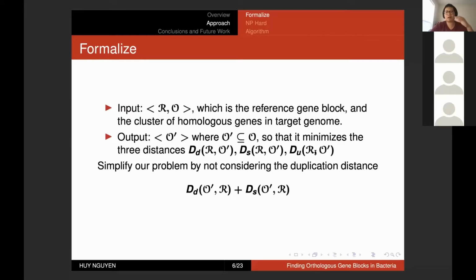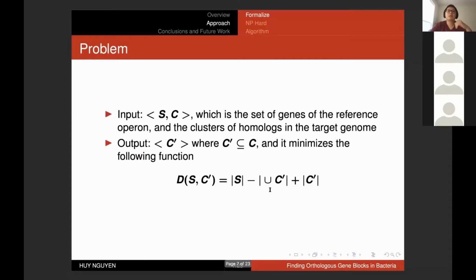In this talk, I'll simplify our problem by not considering the duplication distance. So we only have the deletion distance and the split distance between O prime and R. Using some mathematical transformation, we end up with a simplified version: a set of genes of the reference operon, which is set S, and a cluster of homologs in the target genome, which is set C. Then we output C prime, which is a subset of C, so that it minimizes the following function.